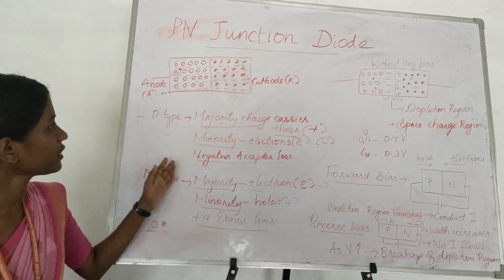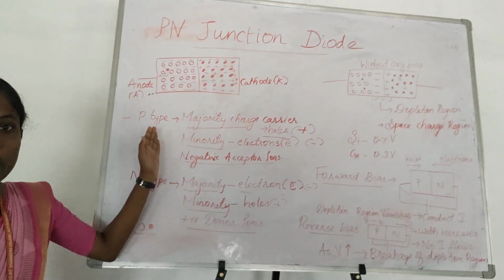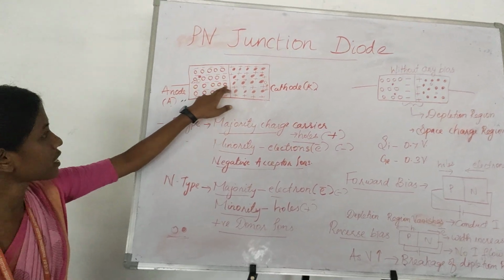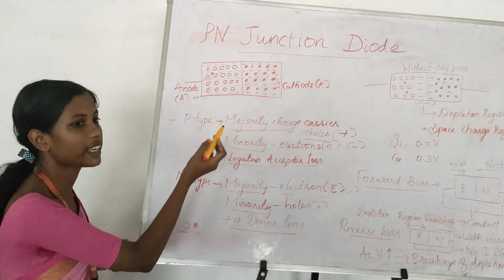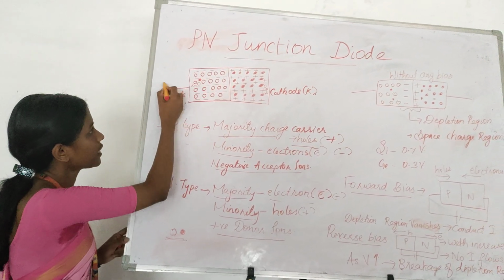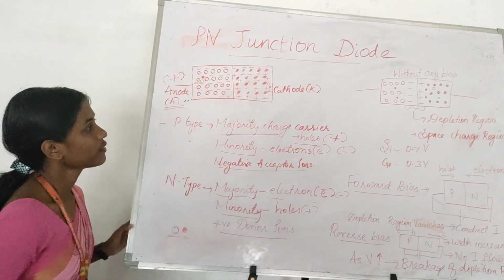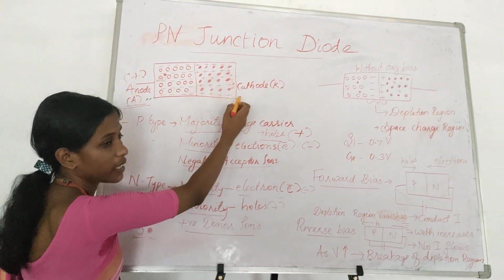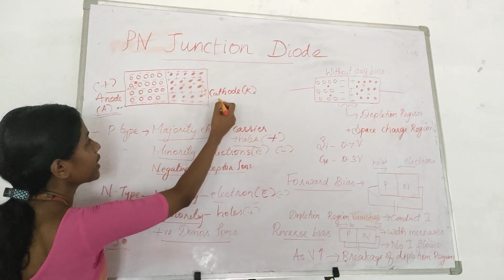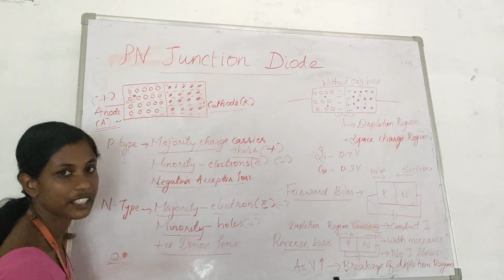Now when we combine these materials together, it forms a PN junction diode. Since the P-type material has positive charge carriers, the terminal we take out from the P-type material is named the anode, which has positive charge. The terminal we take out from the N-type material, which has negative charge, is named the cathode, represented by the letter K.